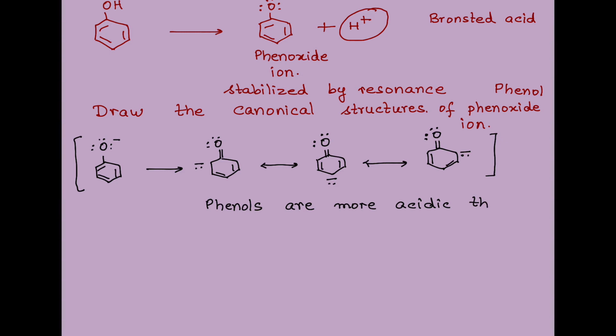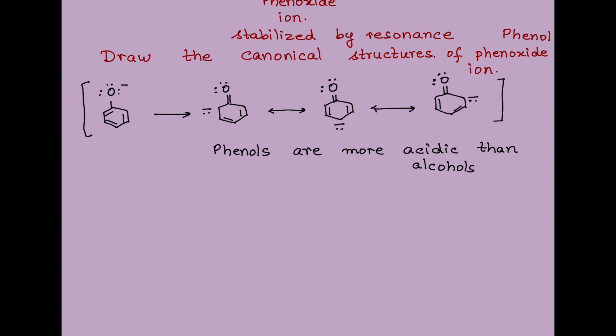Now, a question may arise: why would phenols lose a proton in the first place when they themselves can undergo resonance? Do you remember we drew the resonating structures for phenol? Why don't you try drawing them now? Go ahead, give it a try.